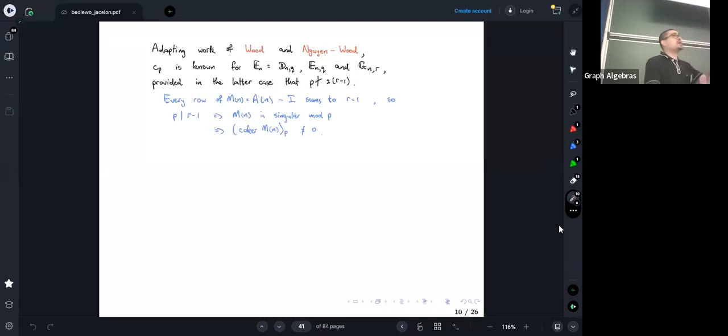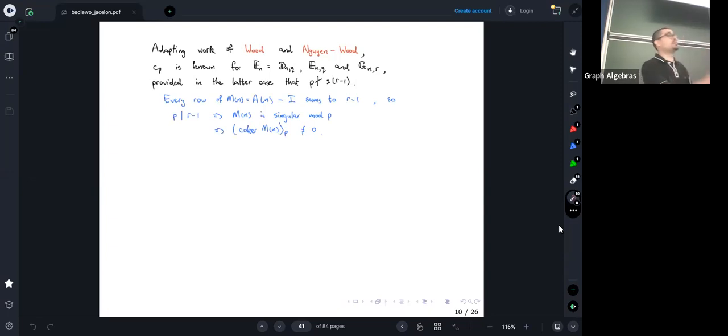So, okay, if we have a regular graph, that means that every row sums to R, sorry. Exactly R entries that take the value 1. So if we subtract the identity, each row sums to R minus 1. So that means that if P is a prime dividing R minus 1, then its matrix is singular mod P.